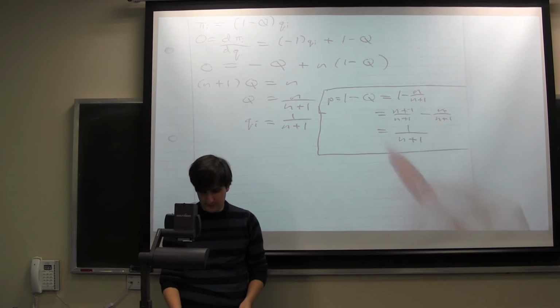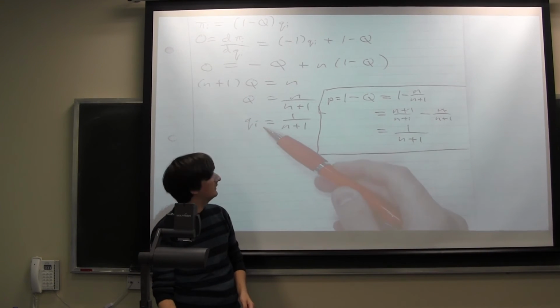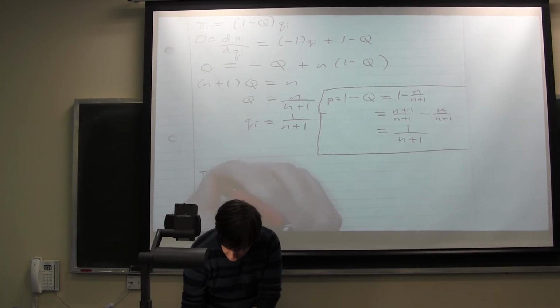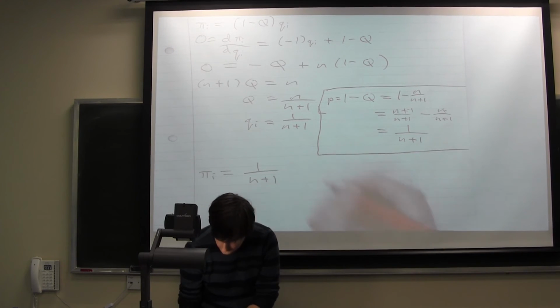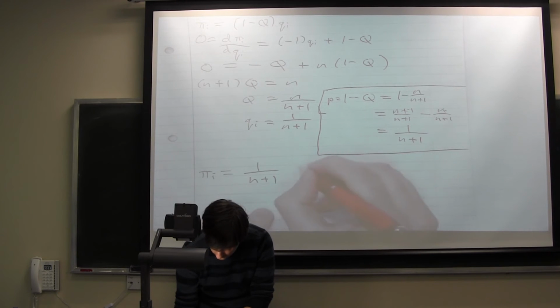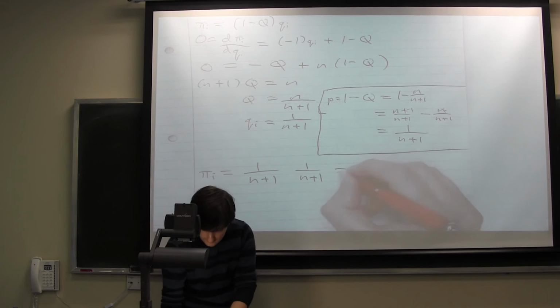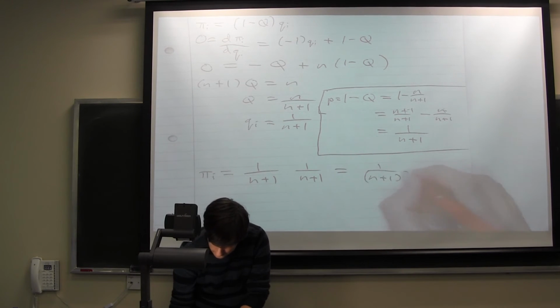So we know everything at this point. We know the price, we know the total quantity, we know the quantity produced by a particular firm. So the profits of a particular firm are the price, which is 1 over n plus 1, times the quantity it produces, which is also 1 over n plus 1. Okay, so 1 over n plus 1 squared.